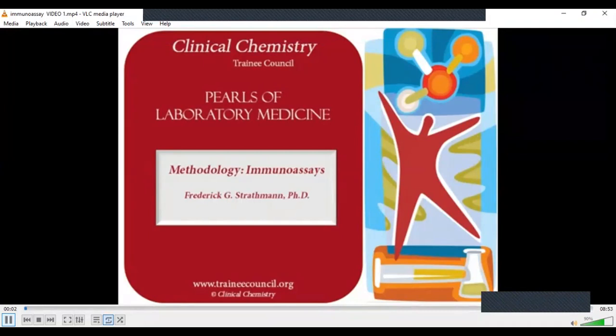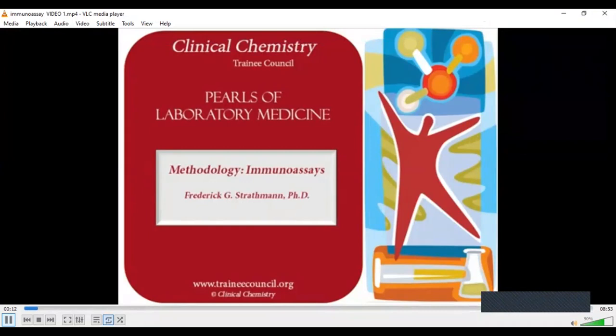Of Laboratory Medicine series will serve as an introduction to clinical immunoassays. Topics for discussion will include basic antibody structure, immunoassay designs, common types of immunoassays found in the clinical laboratory, and mechanisms of interferences seen with clinical immunoassays.